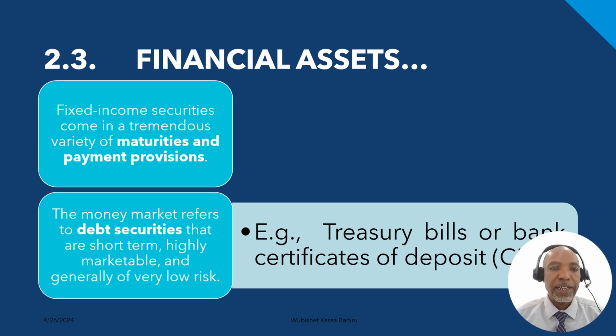Hence, fixed income securities come in a tremendous variety of forms, maturity dates, and payment provisions. The maturity date may be 5 years, 10 years, or any other number of years that the sellers and the buyers of the securities agree on, as well as the payment provisions, which are also agreed on by both the seller and the buyers of the security.